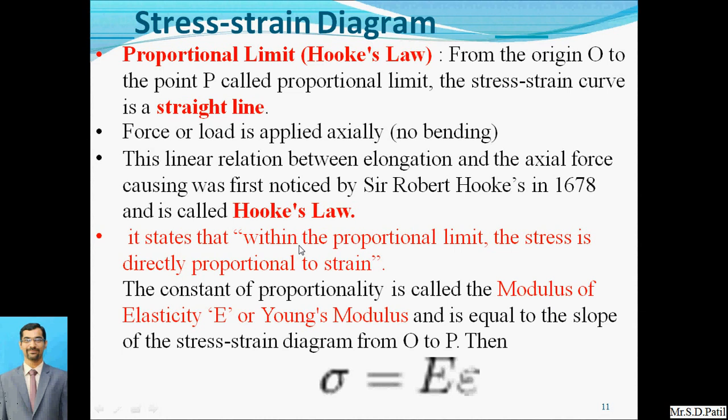So Hooke's law is nothing but, in the proportional limit, the stress is directly proportional to the strain. The constant of proportionality is called the modulus of elasticity or Young's modulus, and is equal to the slope of the stress strain diagram from O to P. Then the stress is equal to modulus of elasticity times strain, or we can say that the modulus of elasticity E is nothing but the ratio of stress to strain. So modulus of elasticity E is equal to stress divided by strain.